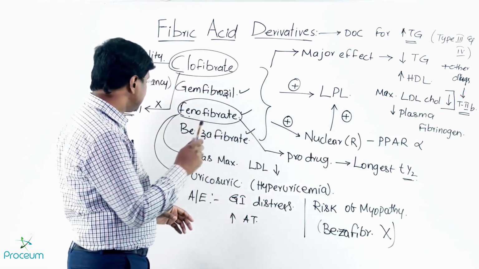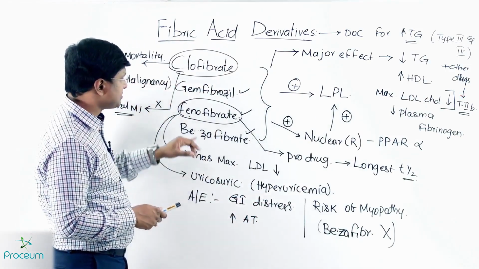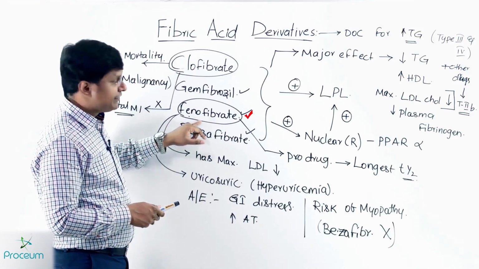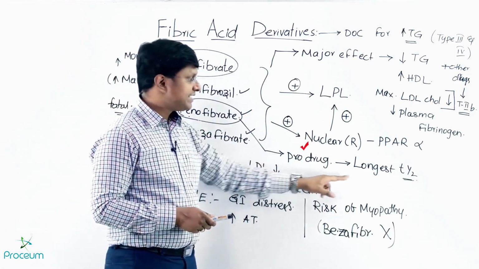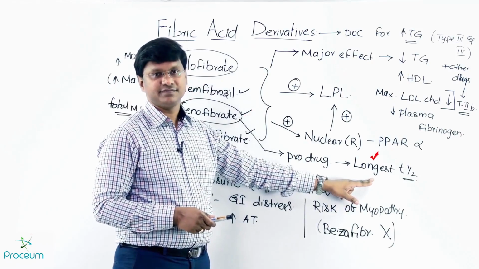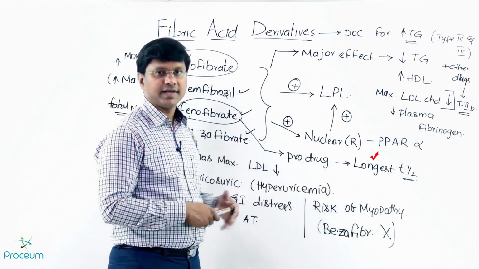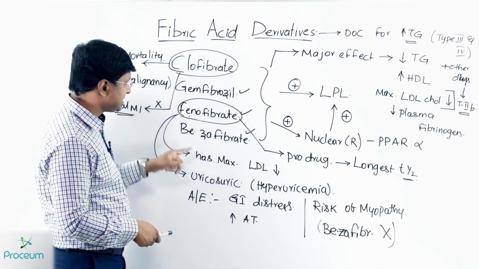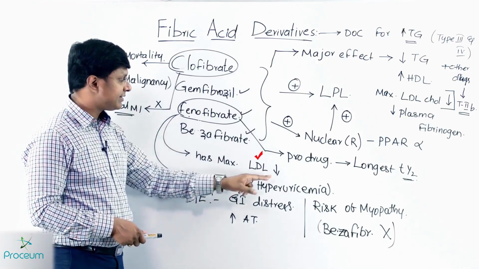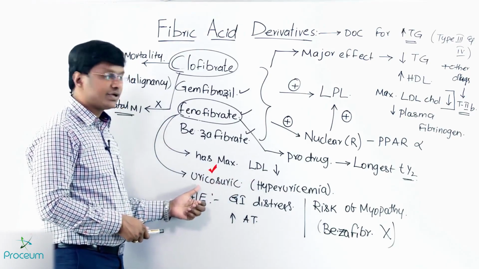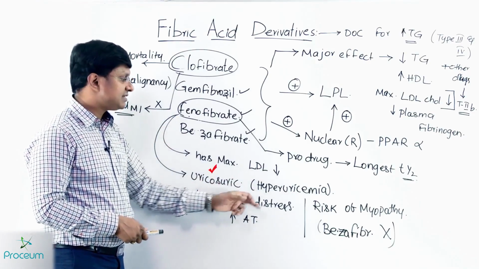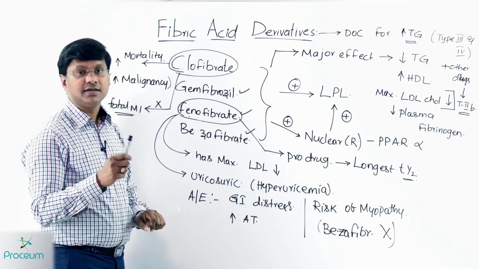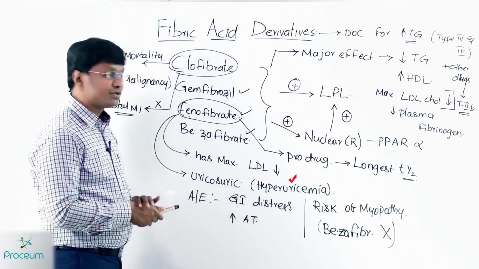Next, the other important point you should remember is about fenofibrate. Fenofibrate is a prodrug, so it has the longest half-life. It also has a maximum LDL reducing capacity. It is also a uricosuric drug, and that is the reason why it is used in clinical situations like hyperuricemia.